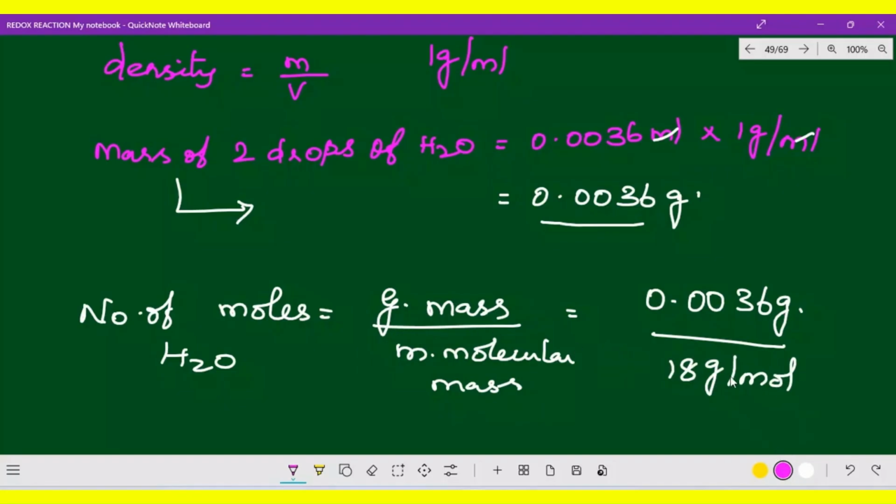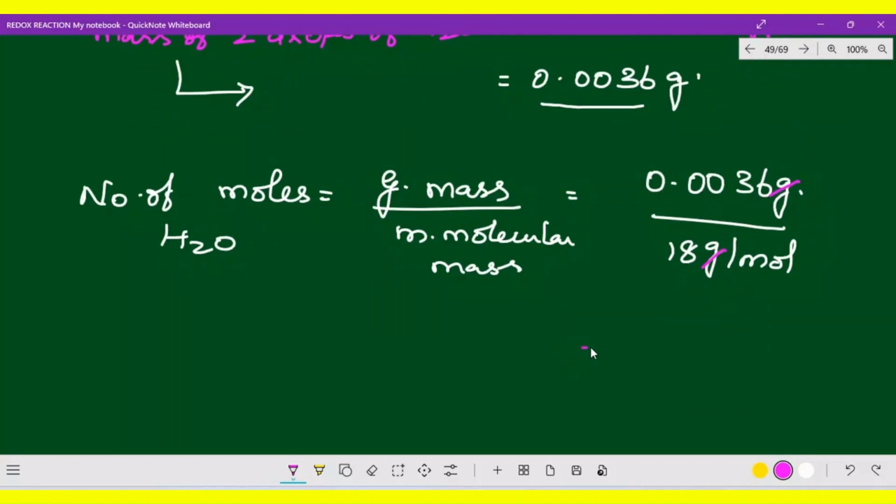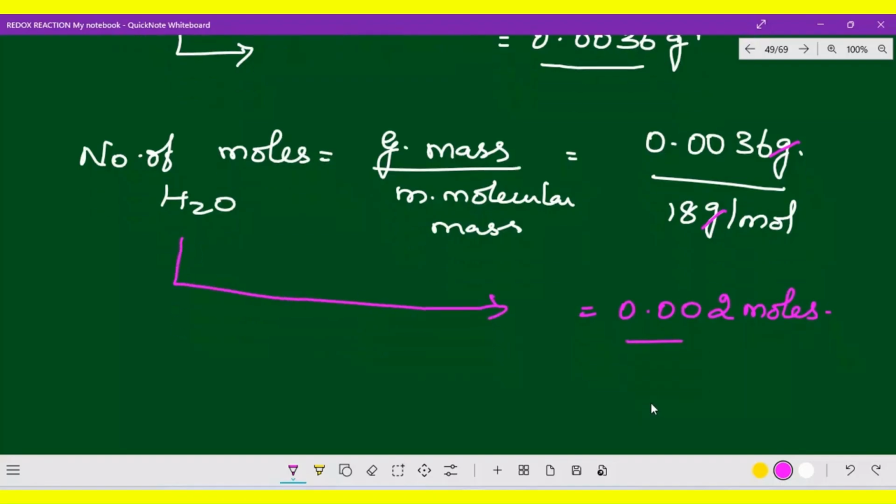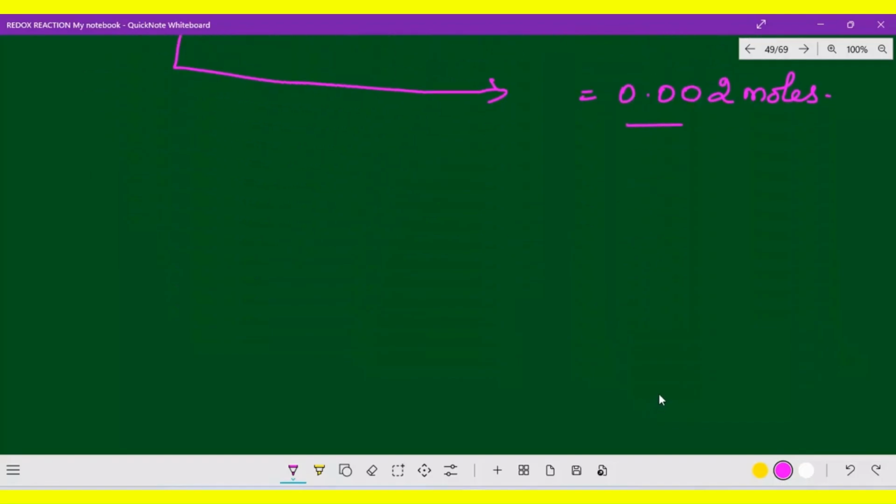Here gram and gram will be cancelled. So what is the answer? You will get 36 by 18, so 0.002 mole. This is the number of moles of water. So the number of moles also we found. Now finally we are coming to the number of molecules. See, step by step it will be really easy to identify the answer, and it will be interesting also, as you go one by one.